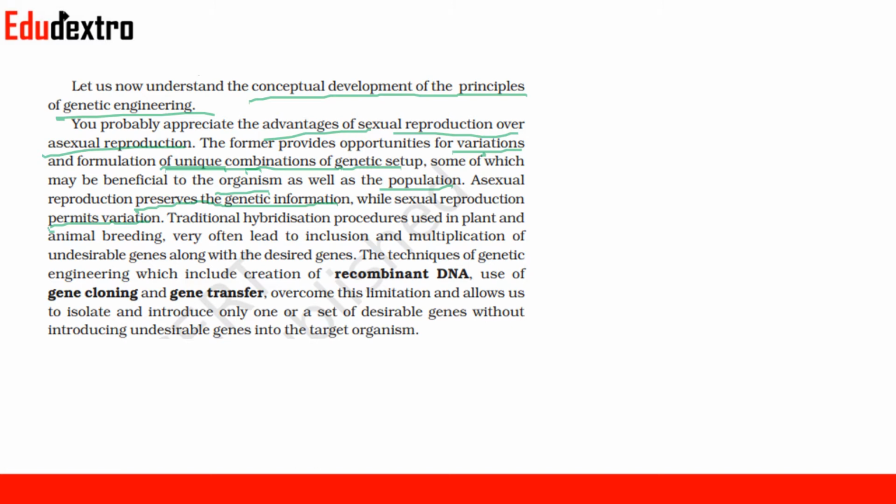Now, the traditional hybridization procedures used in plant and animal breeding lead to inclusion and multiplication of undesirable genes, and this is called inbreeding depression. While it can also bring about the combination of desired genes, it can also give rise to a condition wherein both desired and undesirable genes are there.